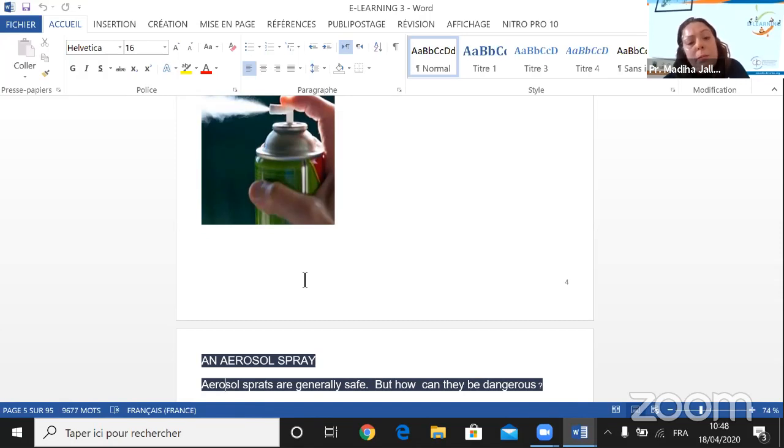We use these aerosol sprays on a daily basis, but how can they be dangerous? Do you know how they can be dangerous? Aerosol sprays are generally safe, but how can they be dangerous? Can you speak more loudly, please? I'm happy to hear your voice, but I want you to speak more loudly. How is it dangerous? How is a nice aerosol spray dangerous?